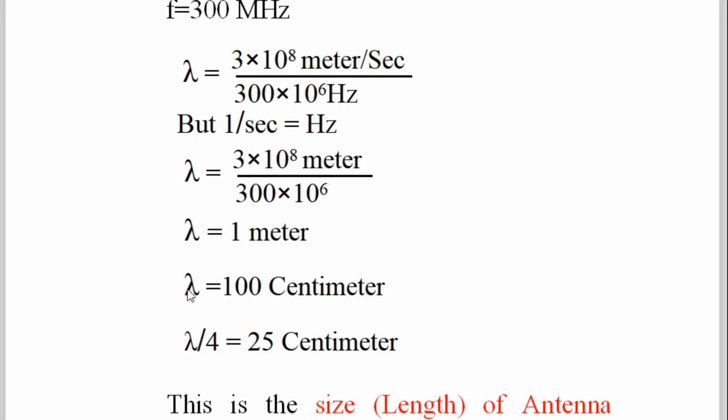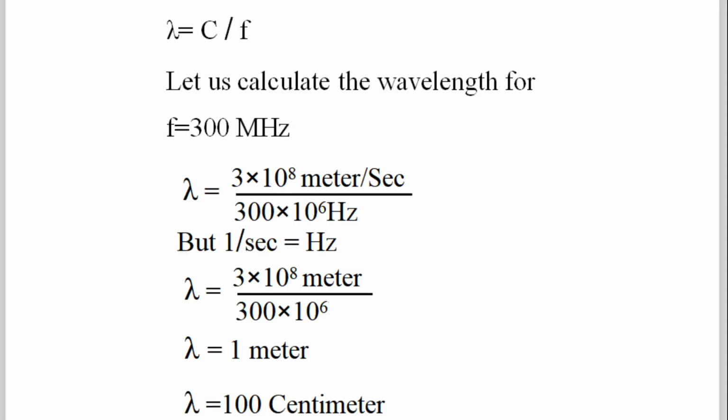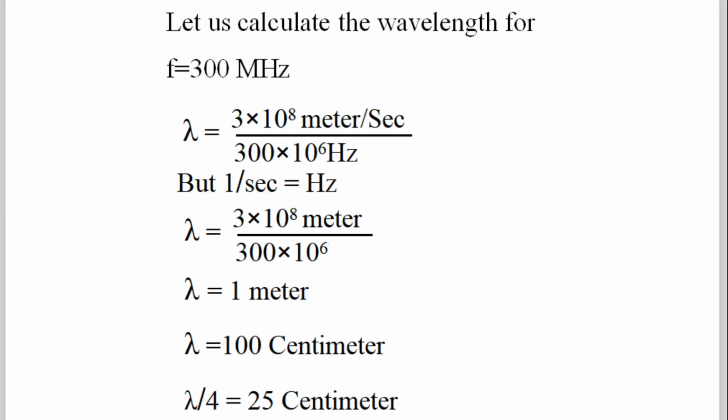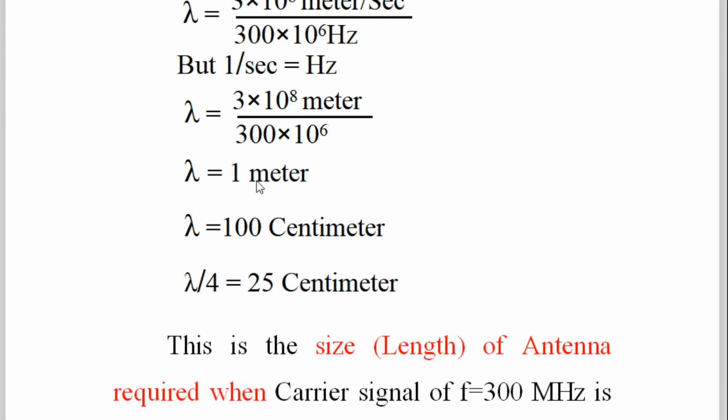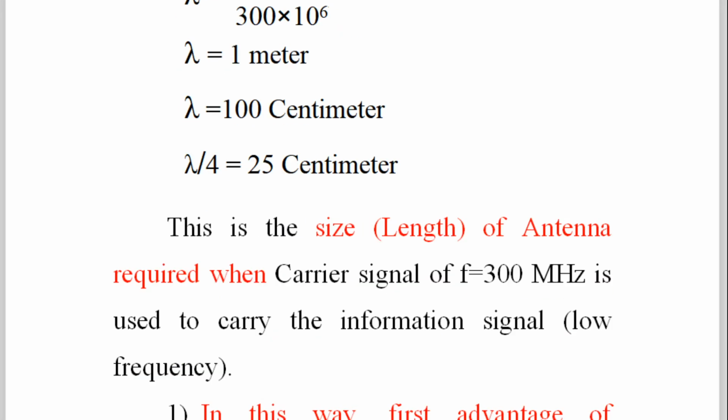Because of modulation it becomes lambda by 4, which means the size of the antenna is 25 centimeter. This is a drastic reduction in the size of the antenna, from 3 kilometer to 25 centimeter, because of modulation. And that is only for the signal of 300 megahertz. If you take 3000 megahertz, I think you can understand that it will become very, very less.